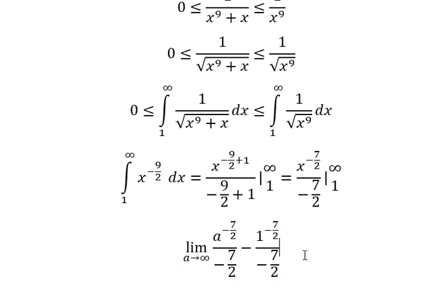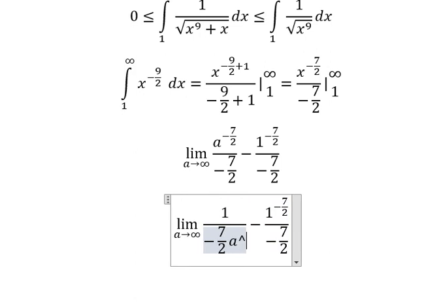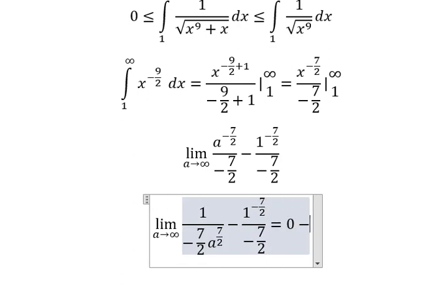So for this one, we can write it as 1 over a to the power of 7 over 2. When a approaches positive infinity, this one goes to positive infinity. With the negative, we have negative infinity. 1 divided by negative infinity, you get 0. This one, we will have 2 over 7.